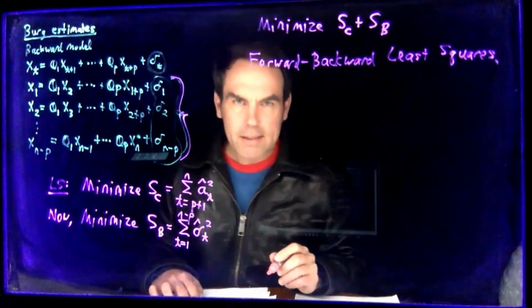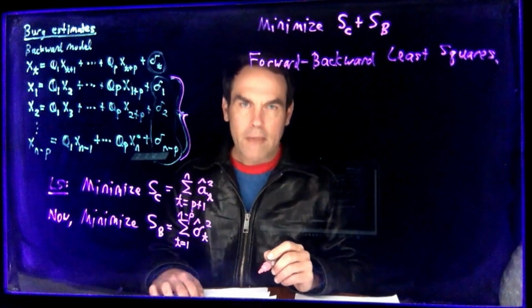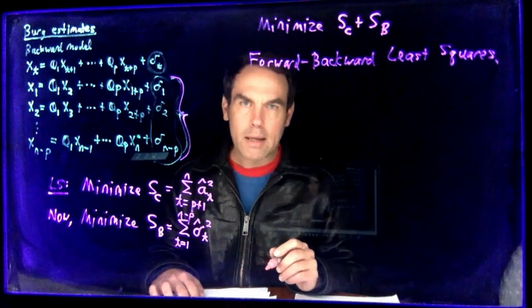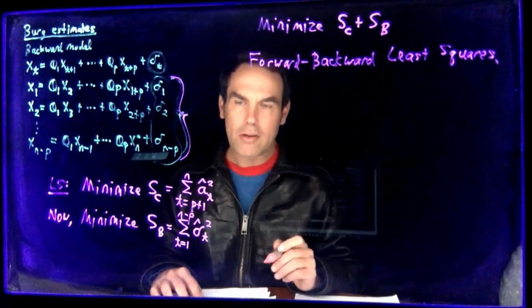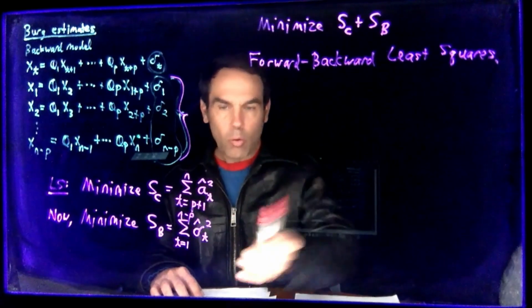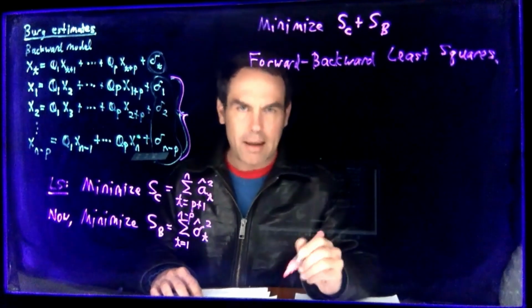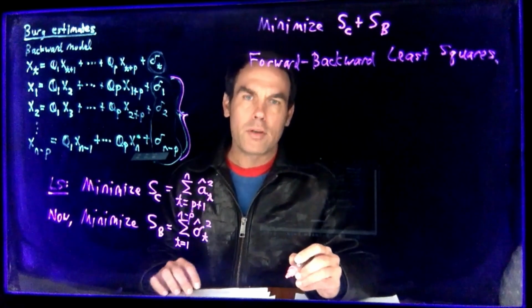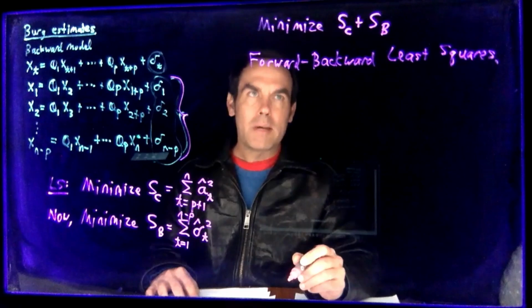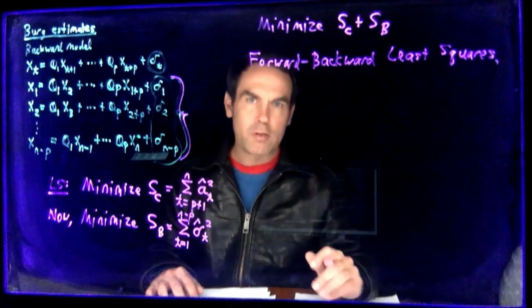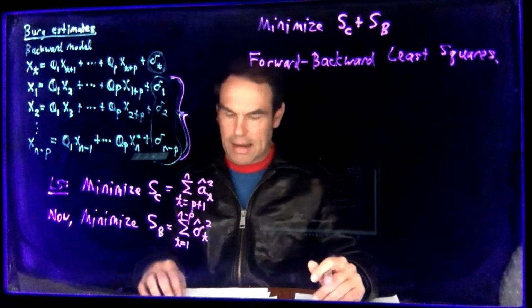And the reason this makes sense is what we said earlier. The advantage of this is it maximizes the information. It takes advantage of the information from 1 to n minus p and from p plus 1 to n, which was the drawback of the least squares method. So we're going to minimize the sum of both of those, and that way we have taken advantage of the information that we possibly can.